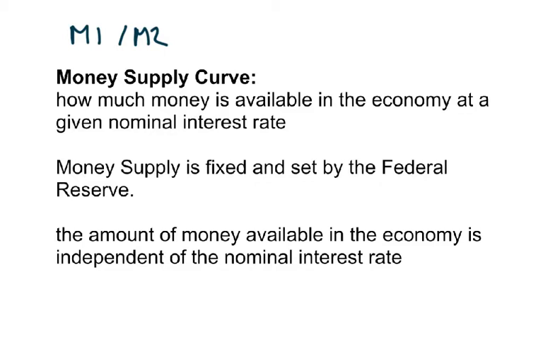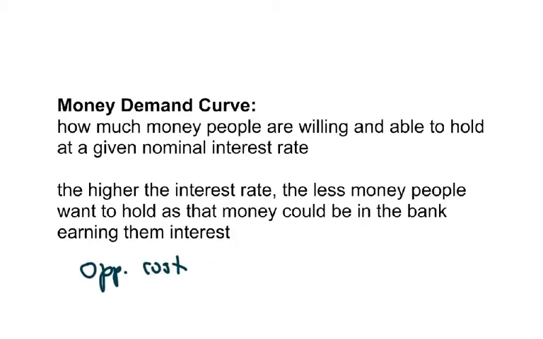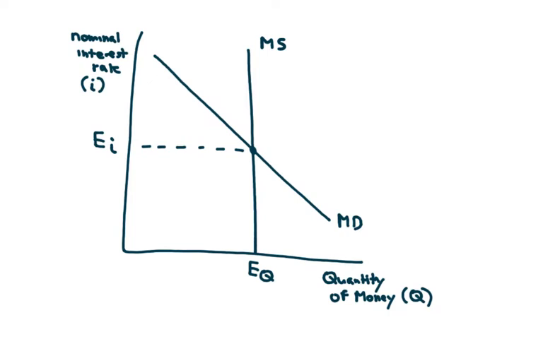And the Federal Reserve, we've kind of mentioned them a couple different times. They are what we call, and we'll talk about this in a future video in this unit, a central bank, meaning they are the most important bank in a country. In this case, the United States. They are the ones who set the money supply. And what we notice is that the amount of money available in the economy, if you look at the graph, is independent of the nominal interest rate.